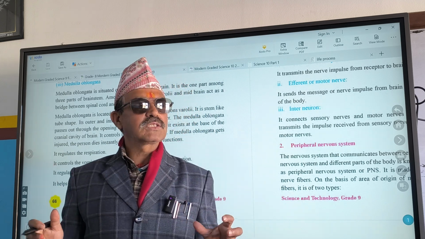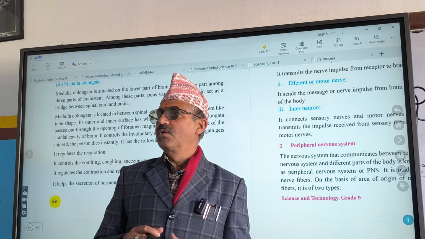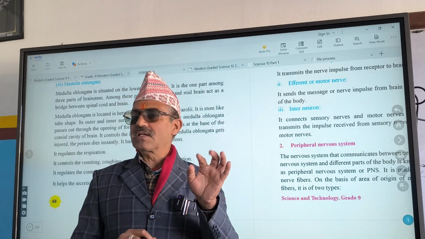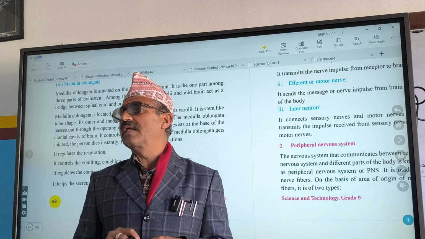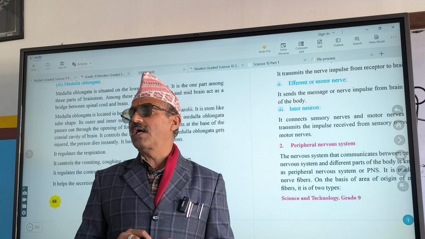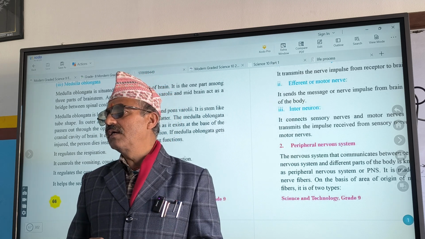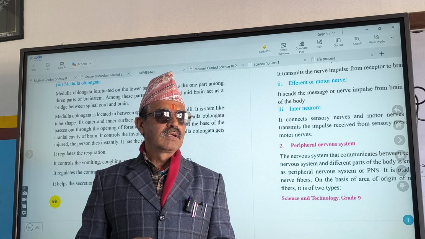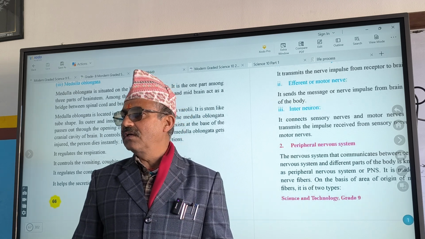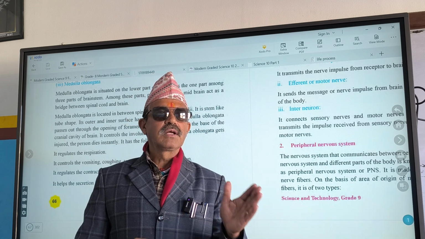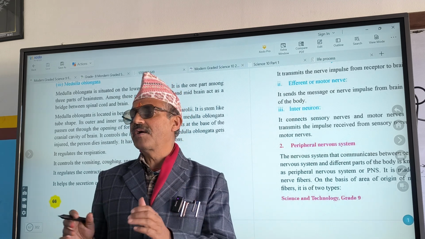Brain is covered by some membranes. Meninges, that's right, meninges. And in meninges there are three layers. Outermost layer is called dura mater. Middle layer is called arachnoid mater. And innermost layer is called pia mater. Dura mater, arachnoid mater, and pia mater.